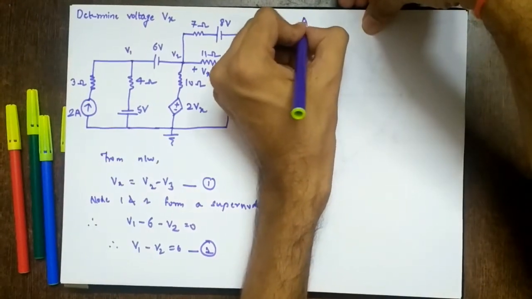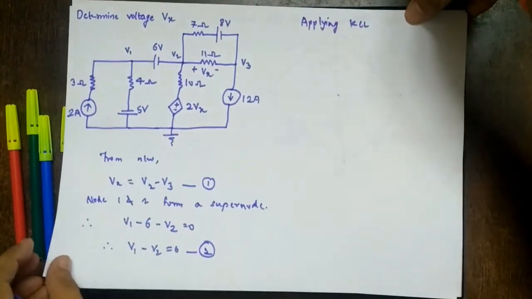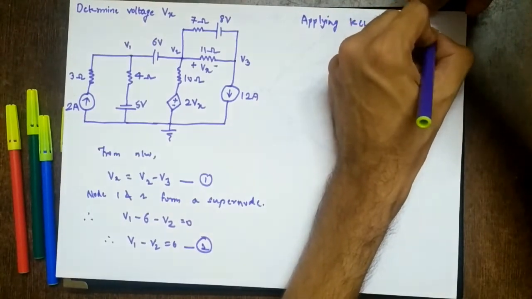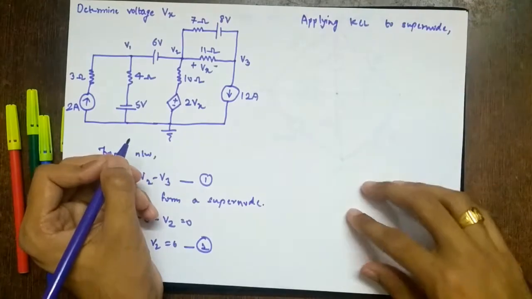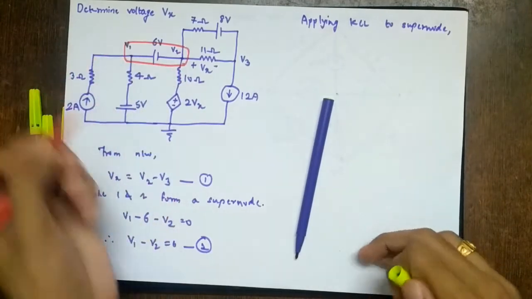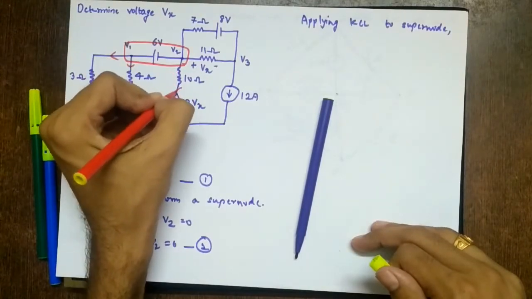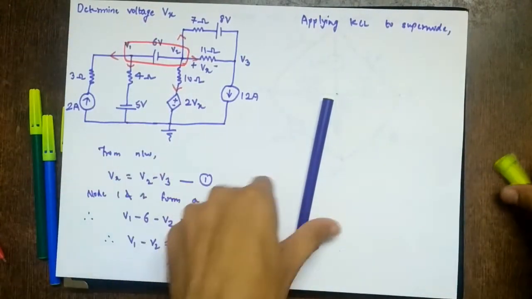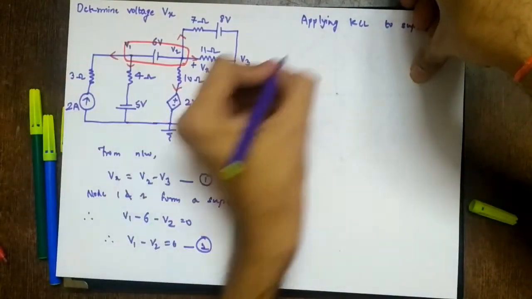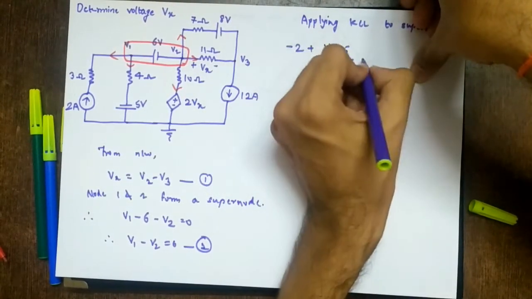So next we write, applying KCL to the supernode. So what will we get? For a supernode, what we do? We consider nodes 1 and 2 as one single node, right? So we assume currents are going away in all the branches connected with them, right? So what will we get? Let's start from here. So it will be V1, but here it is a current source and it is in the opposite direction. So minus 2 plus V1 plus 5 upon 4.